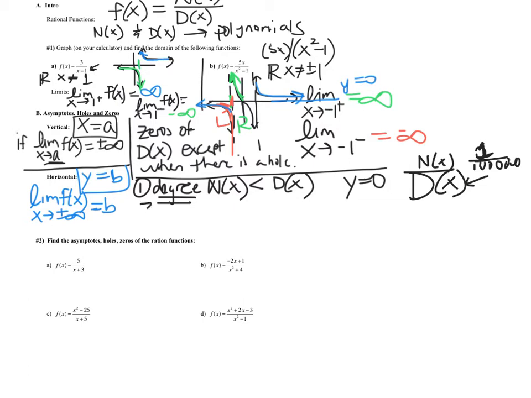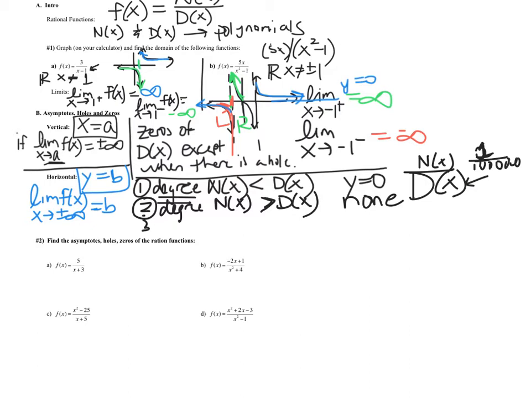All right, the second case is when the degree of the numerator is greater than the degree of the denominator. Then what happens here is you will have no horizontal asymptote. You might get a slant asymptote, and we'll talk about that at the very end of this lesson.